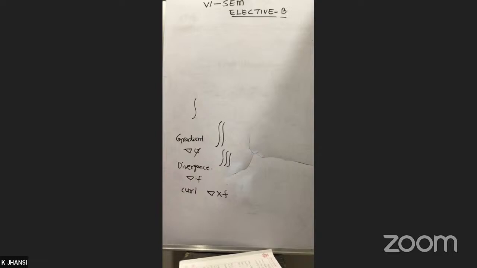Next, unit 5 is about double integrals. Any function will be given, and you have to find the double integral by changing the order of integration. Okay. So that is unit 5. And unit 6 is about triple integrals. A function will be given and also limit points. With the help of that, you have to find the triple integration of the given function.